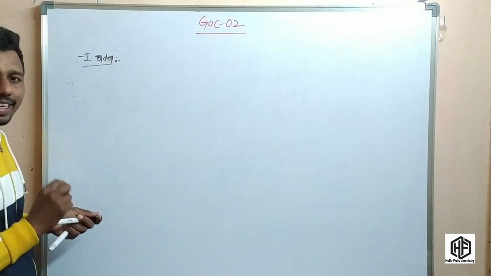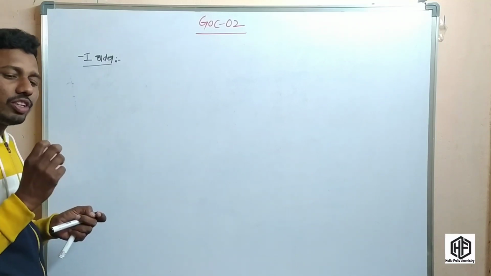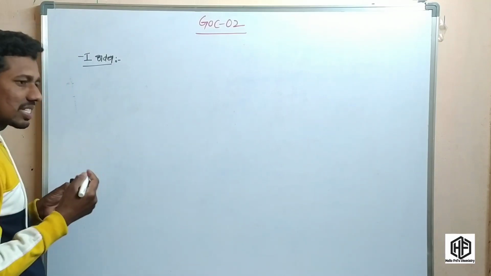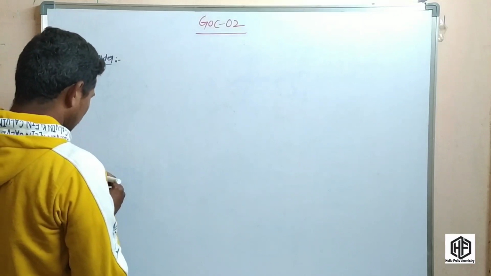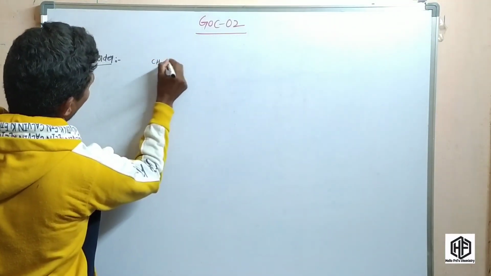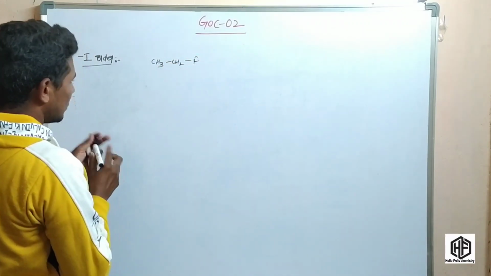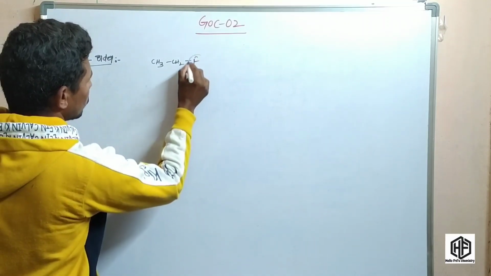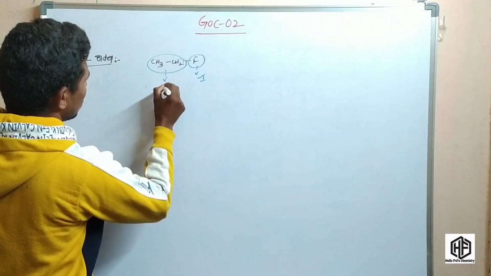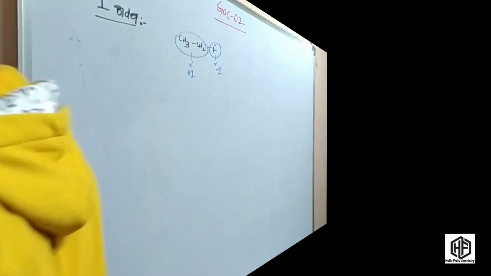Whenever an organic compound has an electron withdrawing group, that group causes the minus I effect. For example, CH3, CH2 and fluorine. This is an electron withdrawing group, so it causes the minus I effect, and this other functional group causes the plus I effect. I already told this in my previous classes.